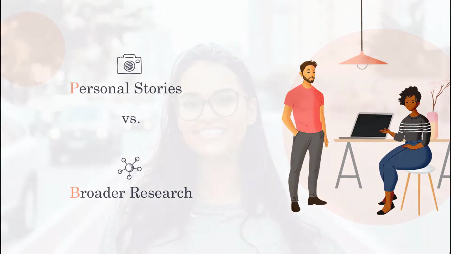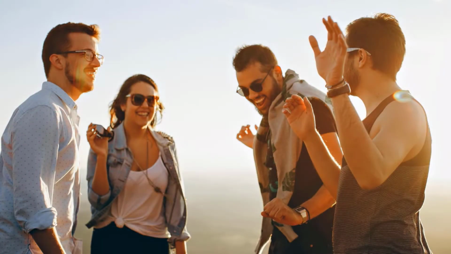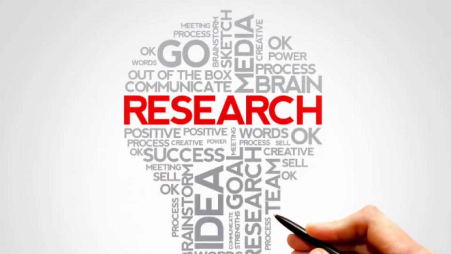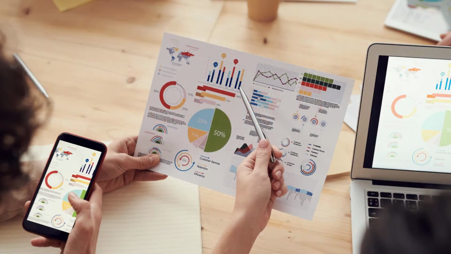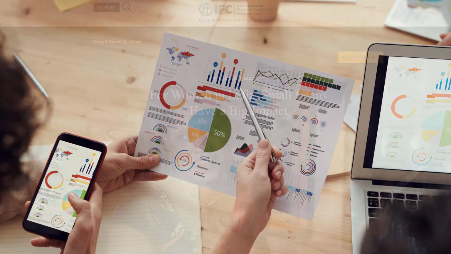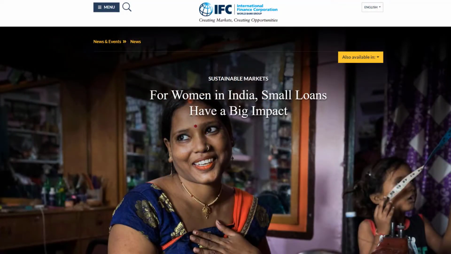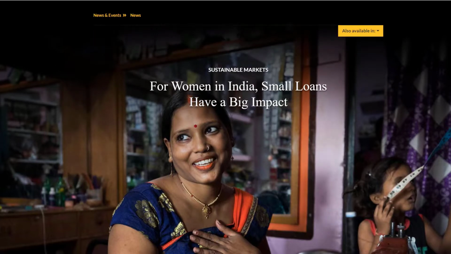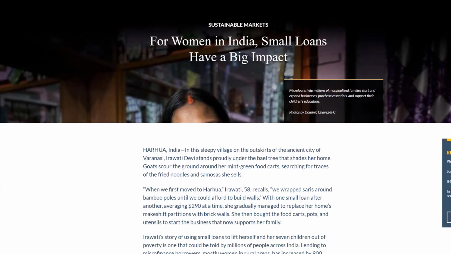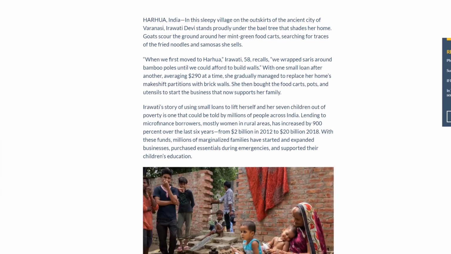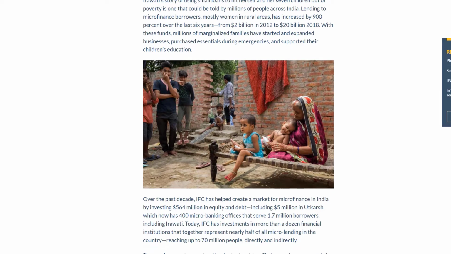While anecdotes and personal stories are great at grabbing our attention and tapping into our emotions, they are often very selective. Research, on the other hand, either qualitative or quantitative, is based on systematic and specific processes for gathering and analyzing data. Here's an example. To answer the question, would offering small loans be a solution to lift people out of poverty, we may encounter an article from the International Finance Corporation that features inspiring stories from India and describes the big impact of small loans on lifting women in India out of poverty.